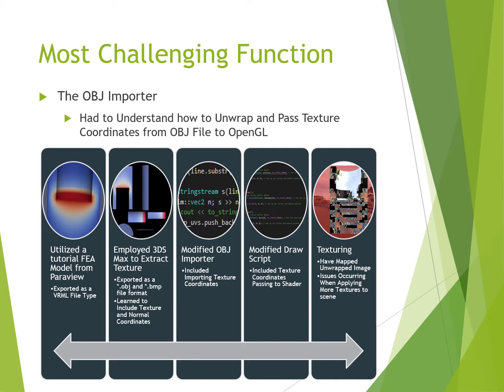So using ParaView, I exported a world file type, or VRML file type, that encapsulates all vertex colors as well as all the vertex coordinates and the normals. And then I utilized 3ds Max to import that world file and extract out the UVs and unwrap the UVs in a fashion that they would be on a bitmap file to easily import them into OpenGL.